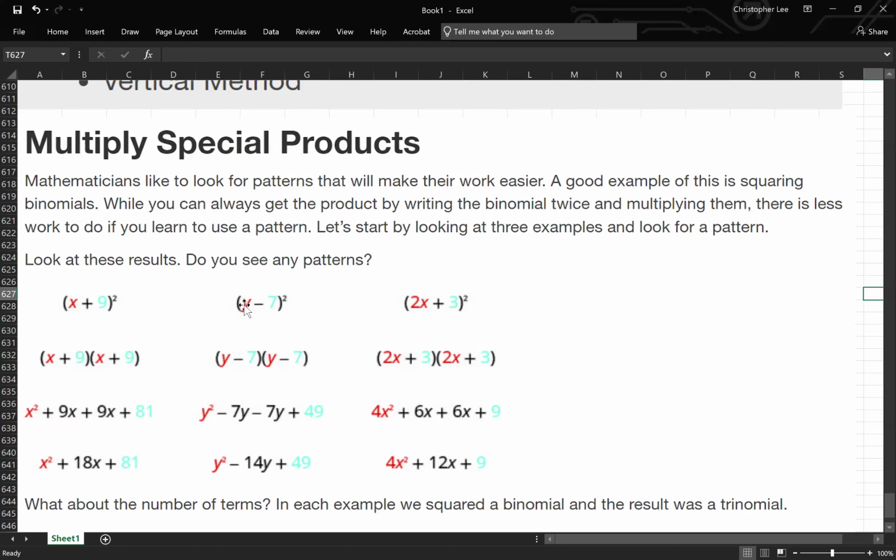Same thing. Let's say I have (y - 7) squared. You can rewrite it twice: (y - 7) times (y - 7). Do your method, whatever you want, vertical method, distributive method. Boom, boom, boom. You get y squared - 14y + 49. Same thing if you had (2x + 3) squared. Copy it twice: (2x + 3) times (2x + 3). Use your method, vertical method, distributive method, I don't care. You'll come out to 4x squared + 12x + 9.